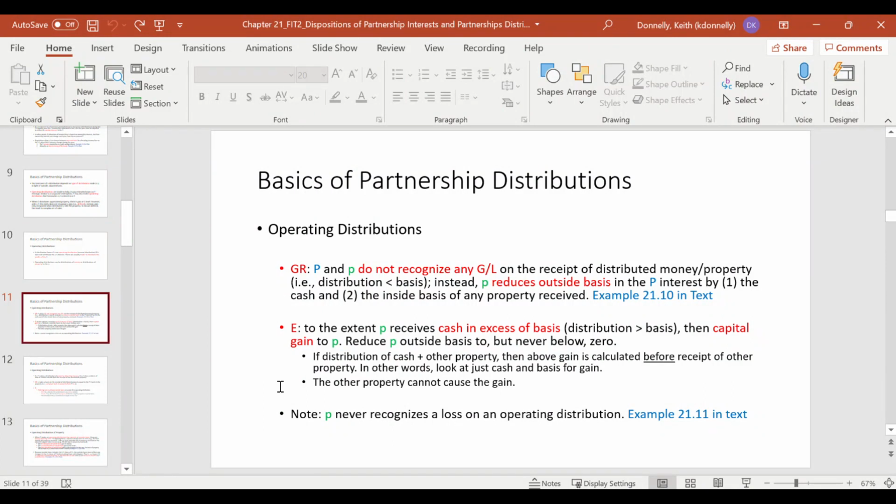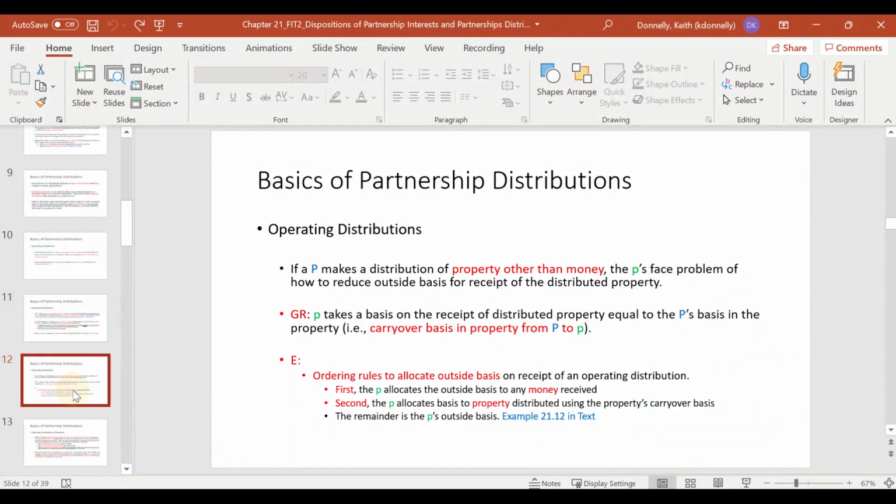Some of this can get a little bit more tricky. So I have here, if you have cash and property, then the gain is calculated before the receipt of the property. In other words, just look to the cash in the basis for gain. The other property cannot cause the gain. We'll look at some examples with similar situations later on in liquidating distributions. But for right now, let's just get the general principles down.